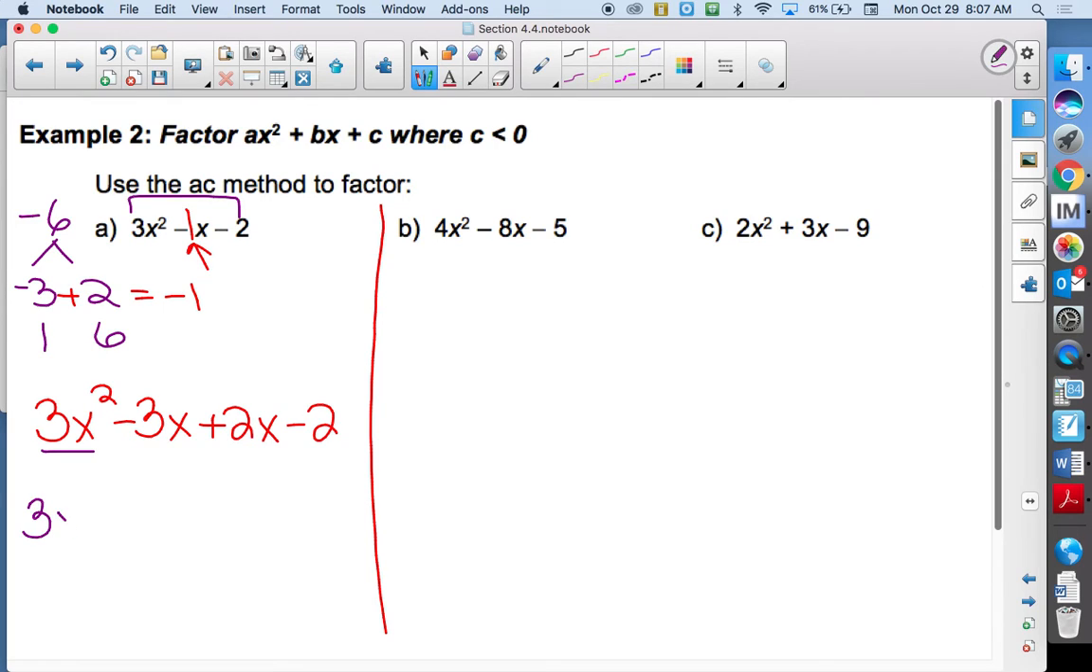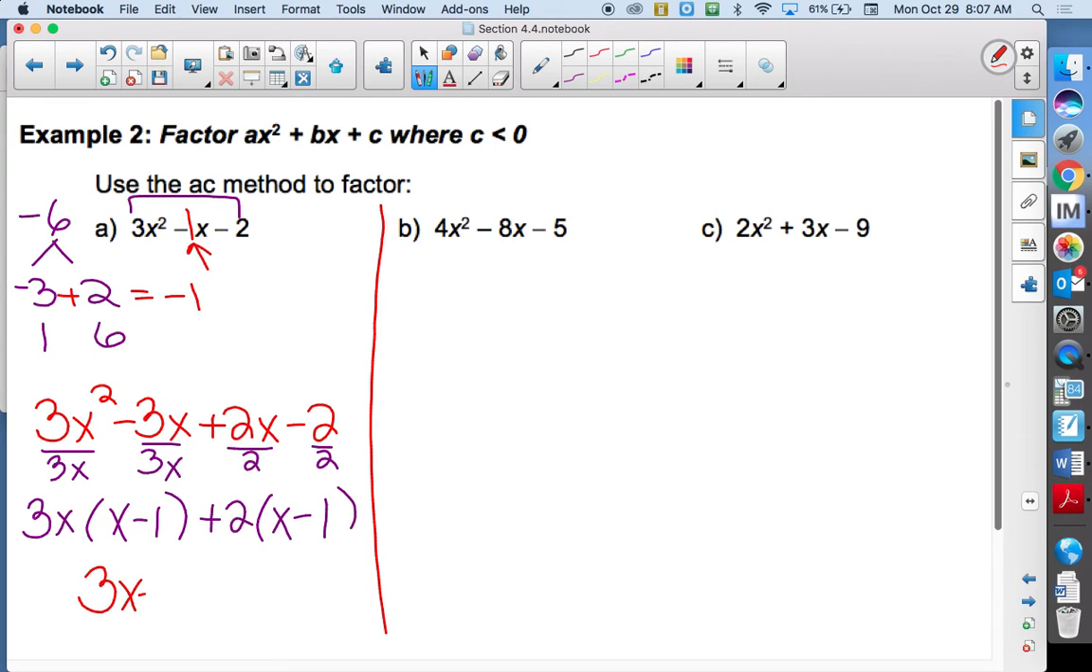3x from the first two. So 3x here, and that gives us x minus 1. And then 2 in the second, positive 2, and that also gives us x minus 1. Nice job. So your answer is 3x plus 2 and x minus 1. Nice job, good. Questions?